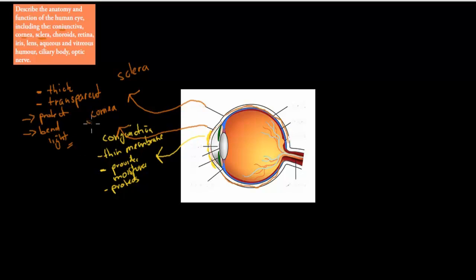That's the cornea. The sclera is not transparent. It's also thick. So it's thick, but it's not transparent, so it's not see-through.